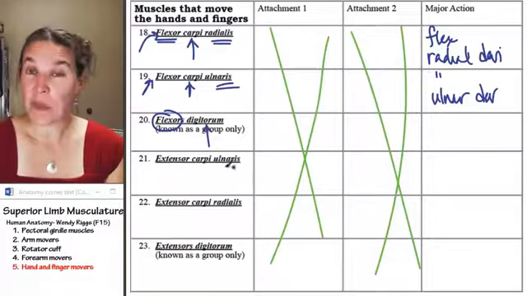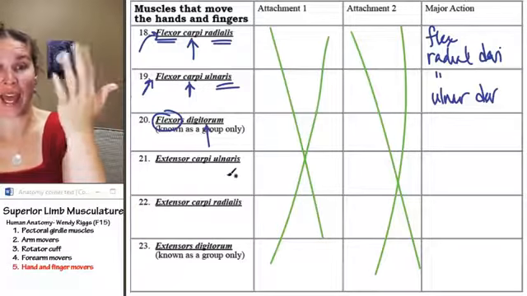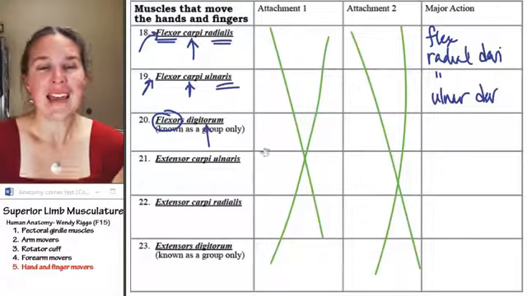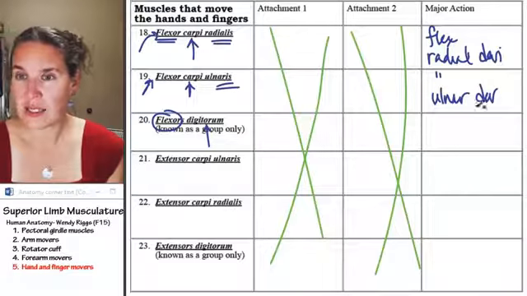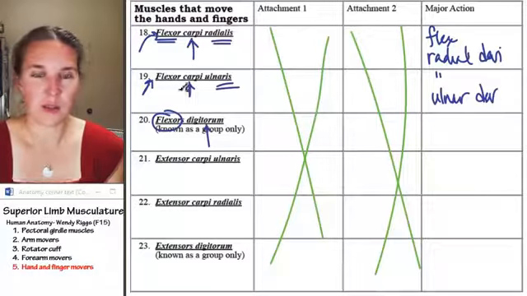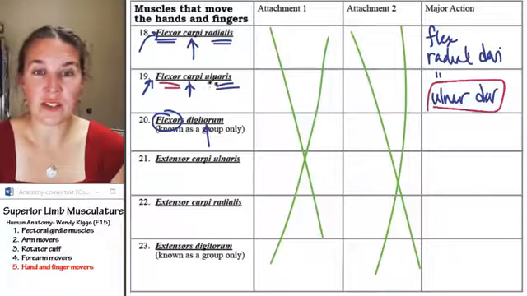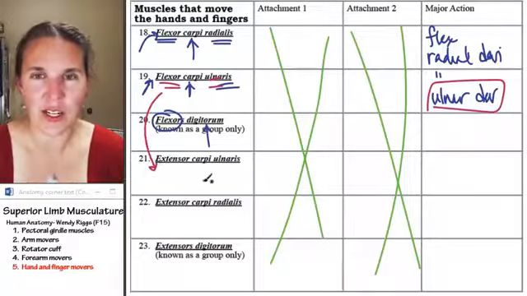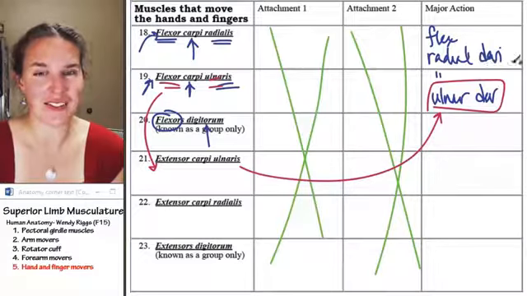The extensor carpi ulnaris is on the extensor surface, so now we're going to extend the hand at the wrist joint, and it's on the ulnar side, so it's medial. I said ulnar deviation happens because of flexor carpi ulnaris. Extensor carpi ulnaris and flexor carpi ulnaris work together to carry out ulnar deviation. Who works with flexor carpi radialis to carry out radial deviation?